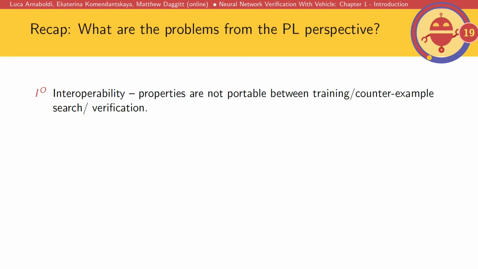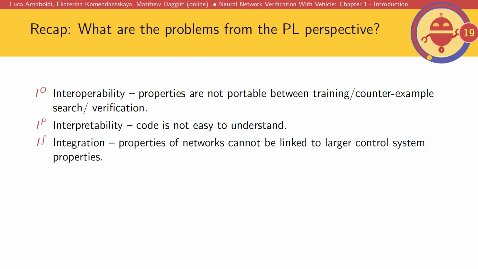Looking at the existing literature on neural net verification, we could perhaps narrow down to a few problems. The first one is interoperability. Properties are not portable between training, counterexample, and verification. Some tools do one, some another, and with this awful syntax, it's very difficult to understand how to merge this together. Next is interpretability. Code is not easy to understand. Forget that we don't have a good connection between training and verification. Just looking at the code sometimes is difficult, and writing this is difficult.